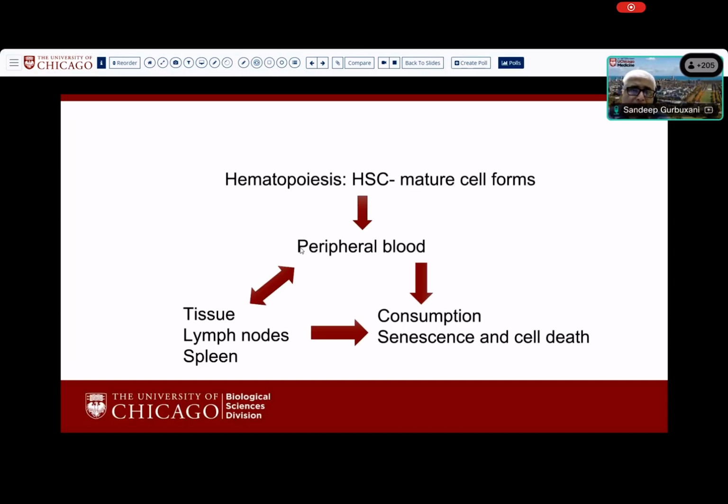There's some homeostasis by redistribution into the tissue and lymph nodes, particularly for lymphoid cells and monocytes and macrophages, as well as spleen. There's some consumption, so there's loss due to aging or senescence, as well as cell death when these cells have reached the end of their lifespan. It can be as long as 120 days for red cells, or a couple of hours or a few days for platelets and neutrophils. And so that's the loss that happens from the peripheral blood.